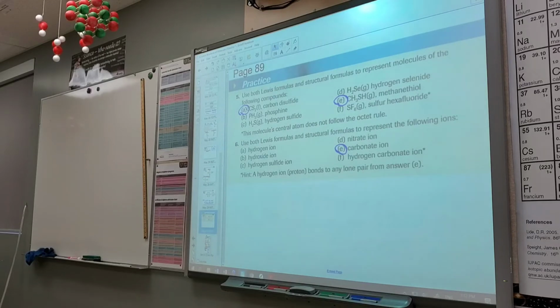Okay, that's 4 out of your 16. So how many do you have? 12. So put your 12 around the center. Good. One lone pair for each of those. Carbon is 4.